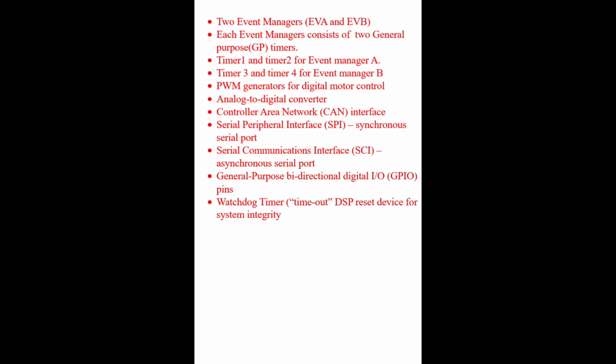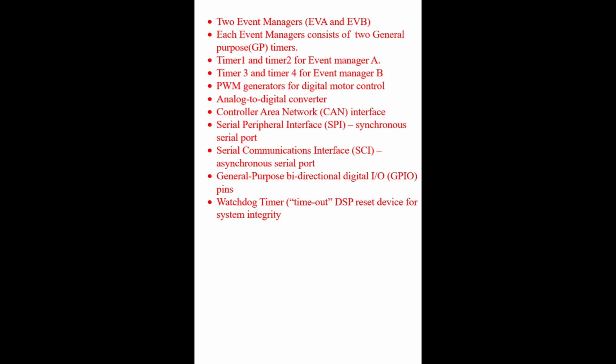EVA is one event manager and EVB is another event manager. Each event manager consists of two timers: EVA consists of timer 1 and timer 2, and EVB consists of timer 3 and timer 4. Totally there are 4 timers for two event managers. This DSP controller, the TMS320 IC, is specially made for digital motor control.